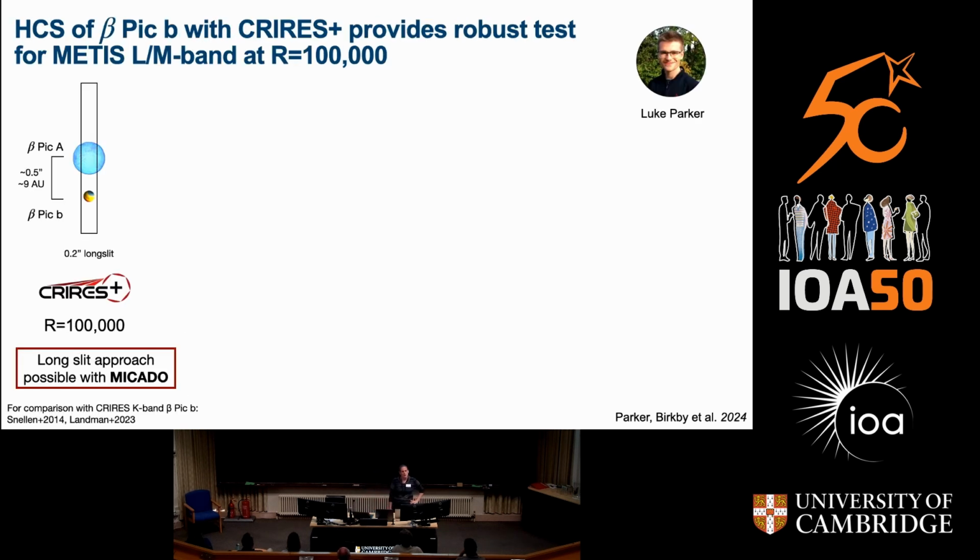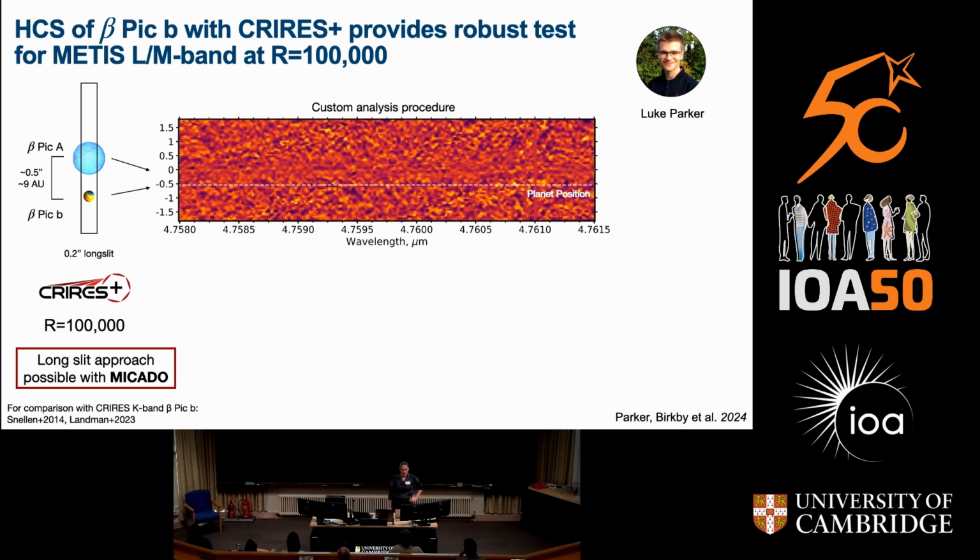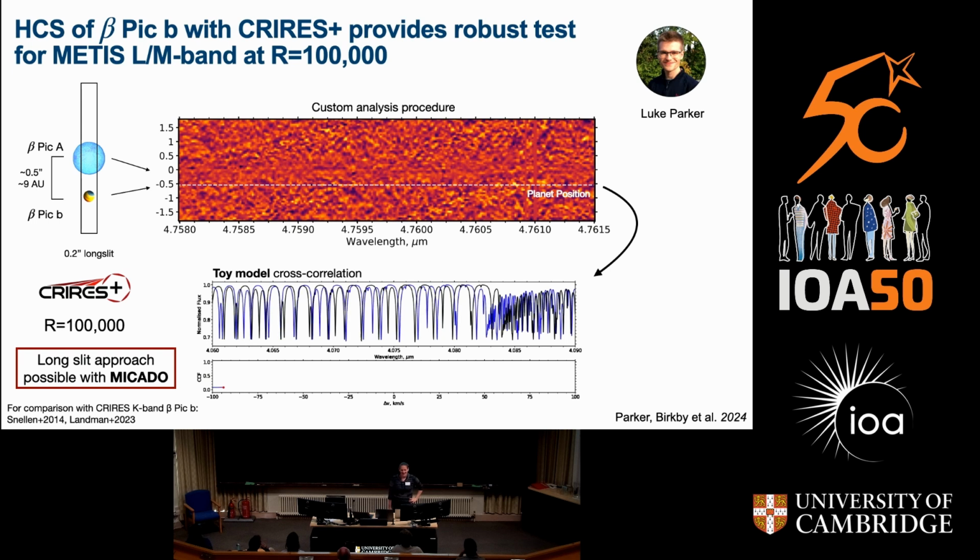We put our slit down on our star and planet, projected it onto our detector, and did lots of complicated analysis to remove the star. I'm not going to tell you what that was. And then we did a cross-correlation at the planet position and everywhere else. And the question is, did it work?